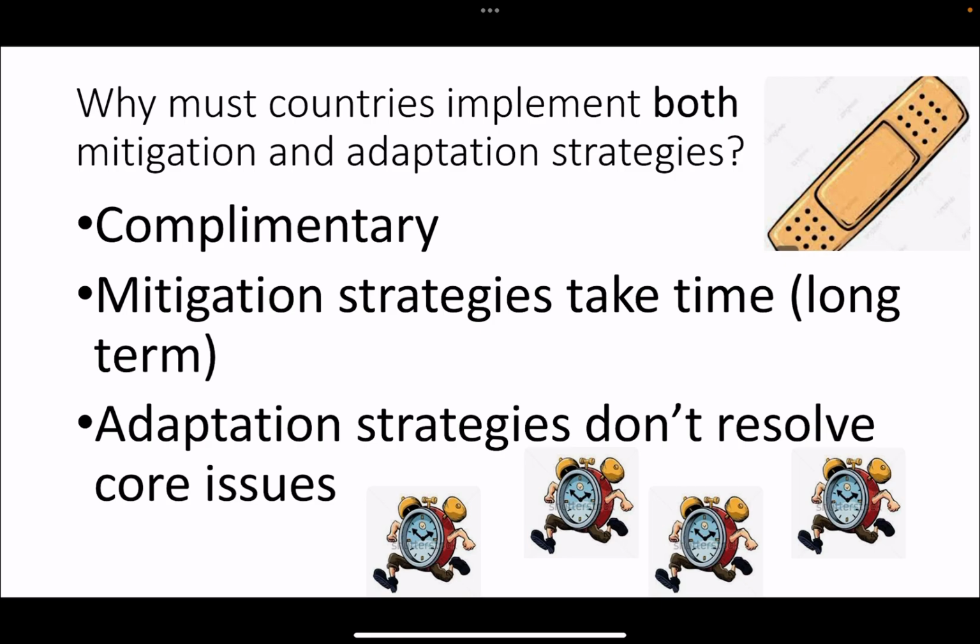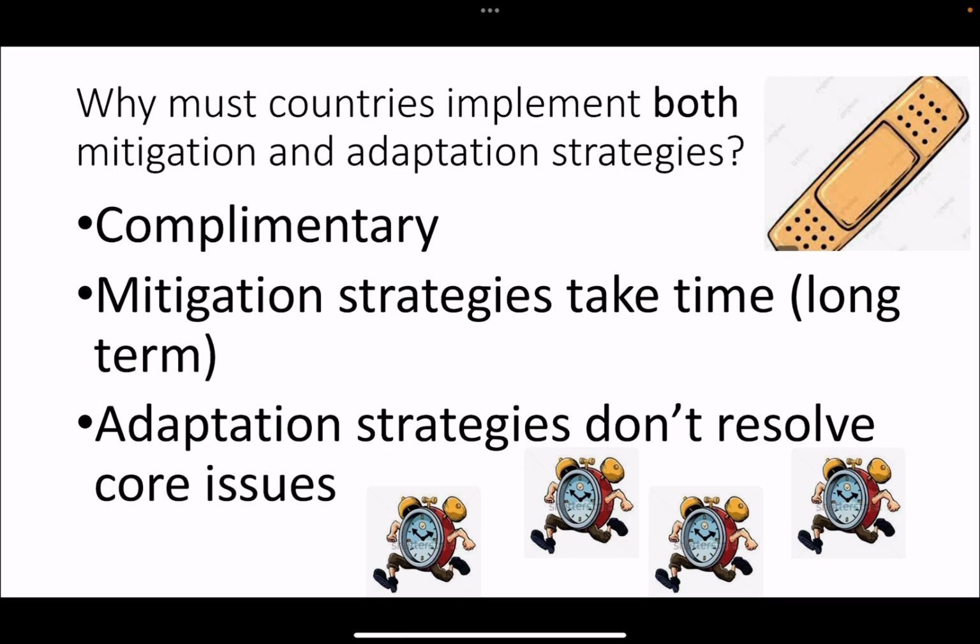Adaptation doesn't resolve the core issues. It doesn't stop it, doesn't make it better. It just makes your life a little bit more bearable. I won't even say it's comfortable. It's just more bearable given the new climatic conditions. So imagine this: if the average temperature in Singapore were to rise by 5 degrees, on a typical day by 1 p.m., if you're having lessons in your classroom, I believe it will be very unbearable.